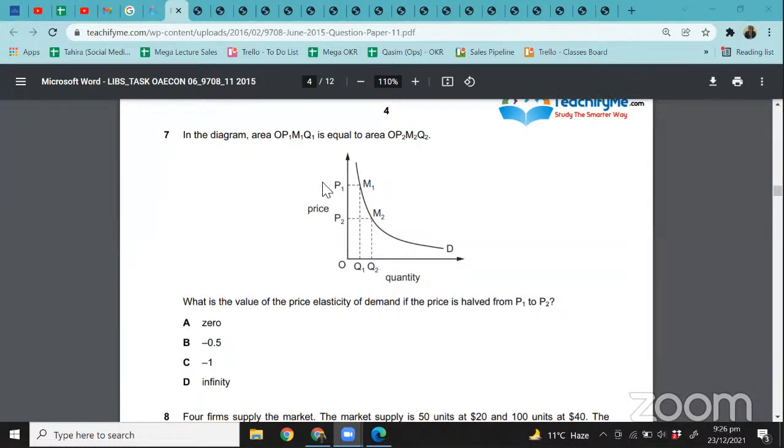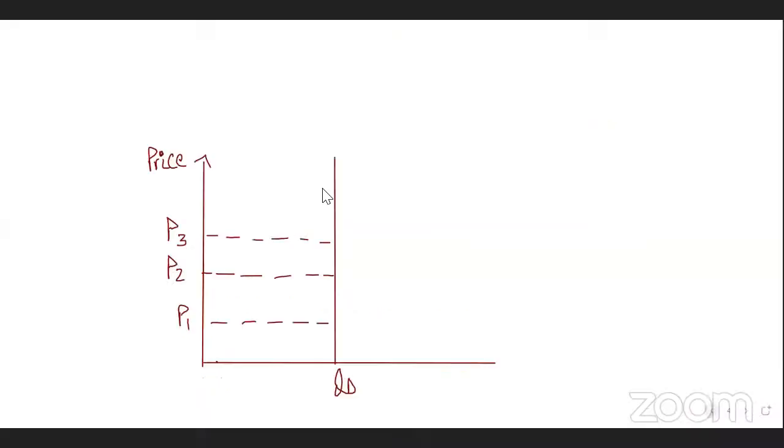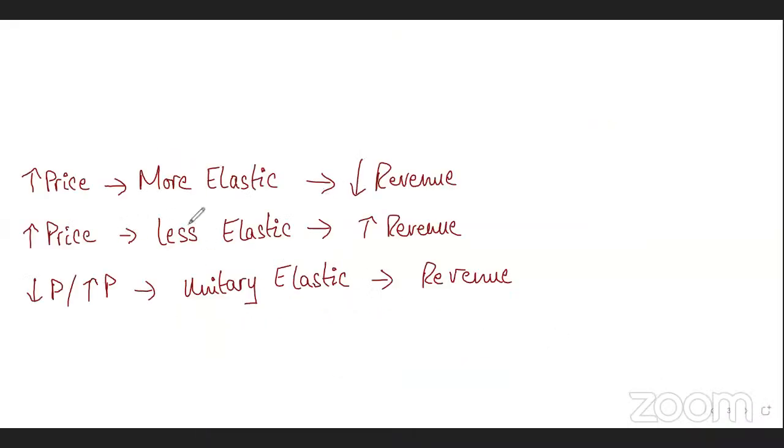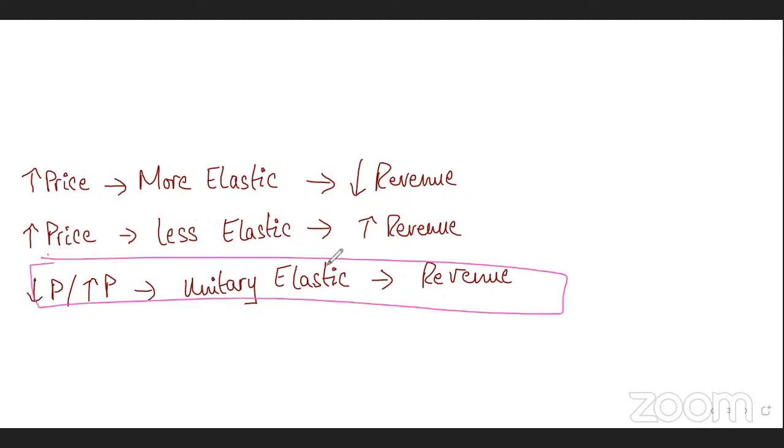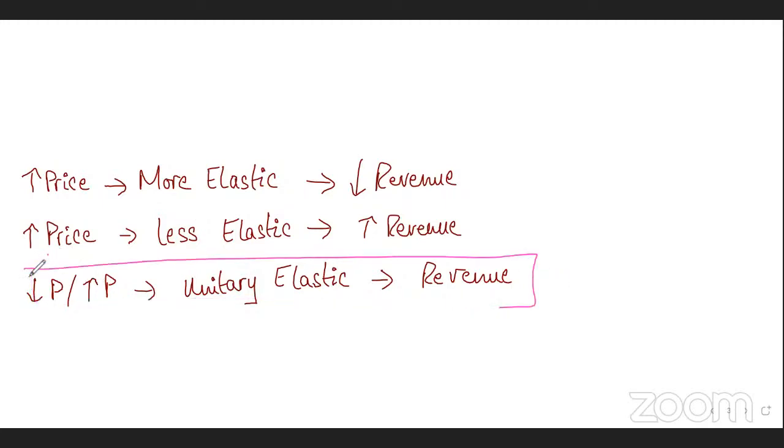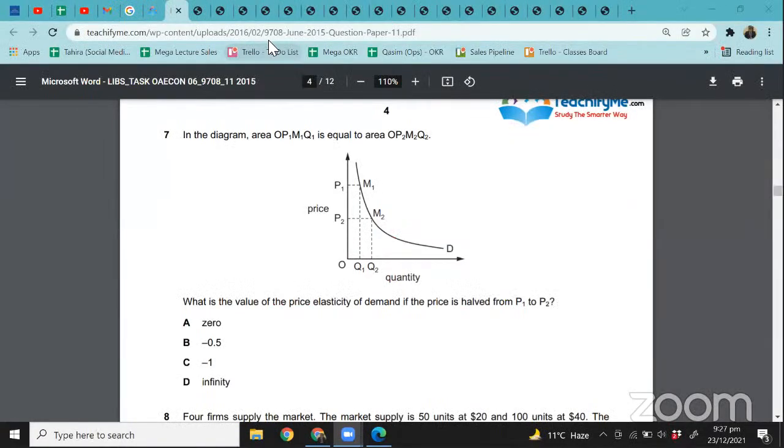I did tell you, just in the previous question. In the case of unitary elastic, whether you increase your price or you reduce your price, your total revenue is constant. It doesn't change. So the area below the demand curve shows you revenue, and the revenue is not changing when price is changing. This means it's unitary elastic. Total expenditure will remain the same.